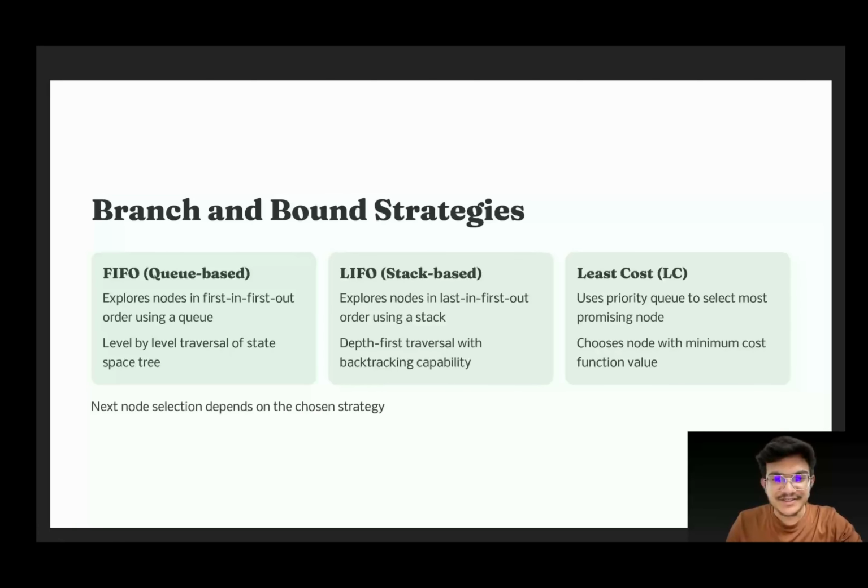Branch and bound strategies. In branch and bound, different strategies are used to explore nodes. First is FIFO, first in first out, which uses a queue and explores nodes level by level. Second one is LIFO, last in first out, which uses a stack and follows depth first search. Third is least cost, which is a priority queue. Always select the most promising node based on the minimum cost. The choice of strategy affects performance and efficiency of the algorithm.